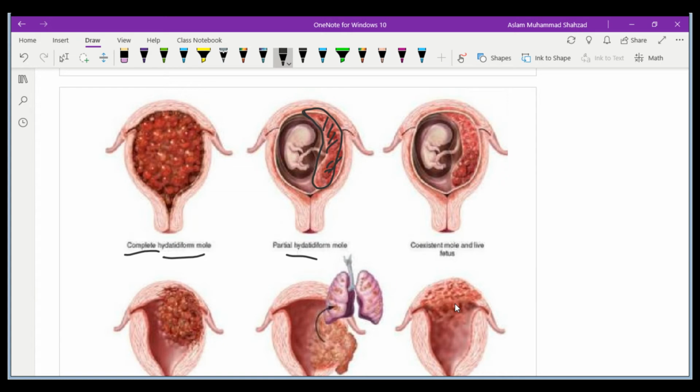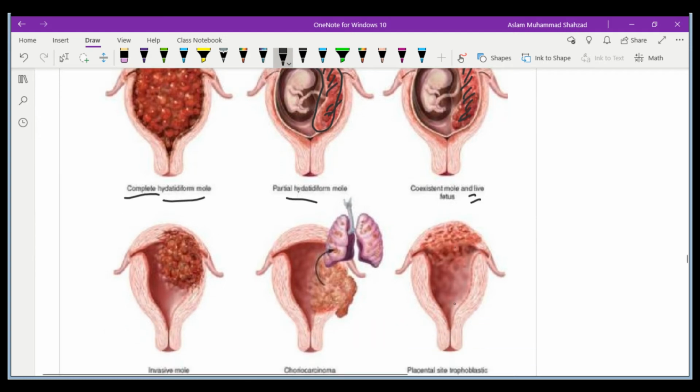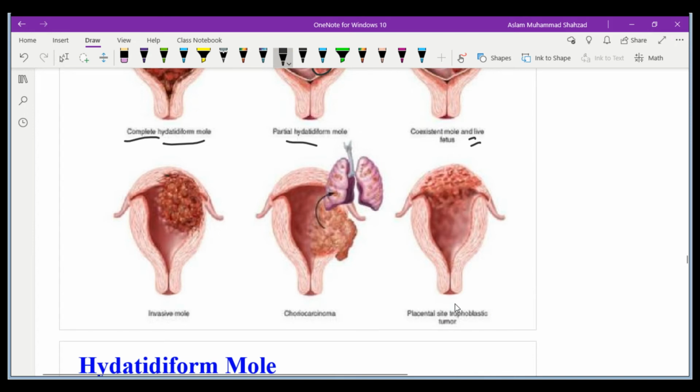In partial hydatidiform mole formation, the mole and the fetus can both live together, with the fetus inside. Then we have invasive mole. If the mole is invasive and proliferates, it can metastasize into different organs like the lung, and that is explained in terms of choriocarcinoma. And if it occurs at a placental site, it is known as placental site trophoblastic tumor.